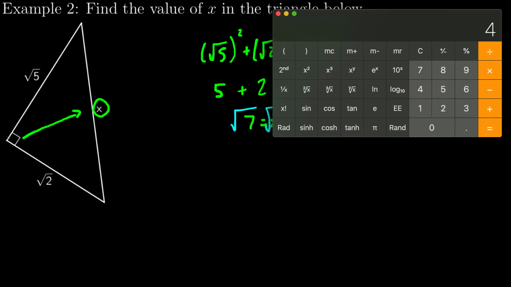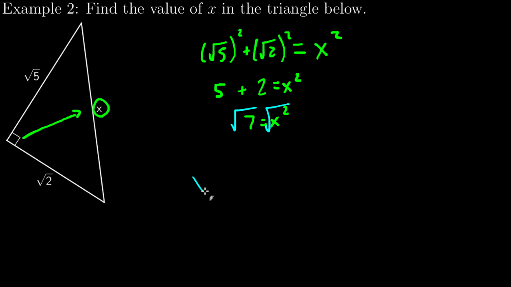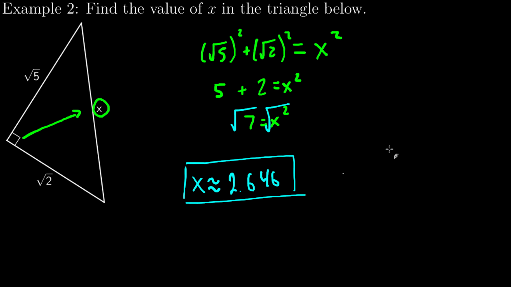and I'll go to the calculator to get the decimal approximation. So the square root of 7 is about 2.646. So x is approximately 2.646. If I want the exact answer, then I will break down the 7. But 7's already prime, it does not break down. I look for pairs. I don't have any pairs. So the only thing I have is a root 7. The 7 is still in the square root because it did not pair off with any other numbers.